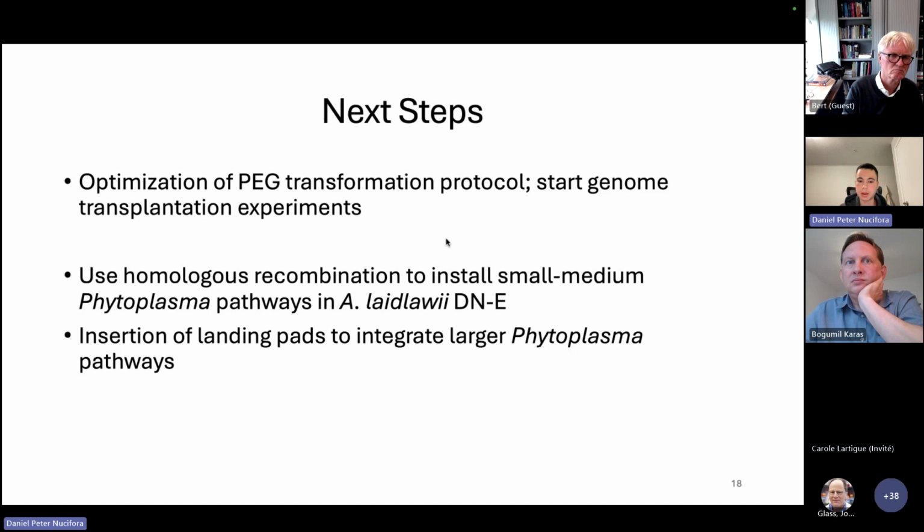But even before that, being able to restore recombination in strain D and E will allow me to start integrating even small or medium-sized phytoplasma pathways into laidlawii, which could be pretty interesting before we get to the point of transplantation, hopefully.